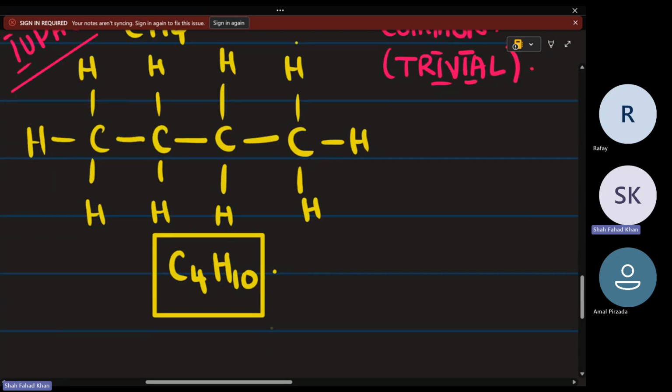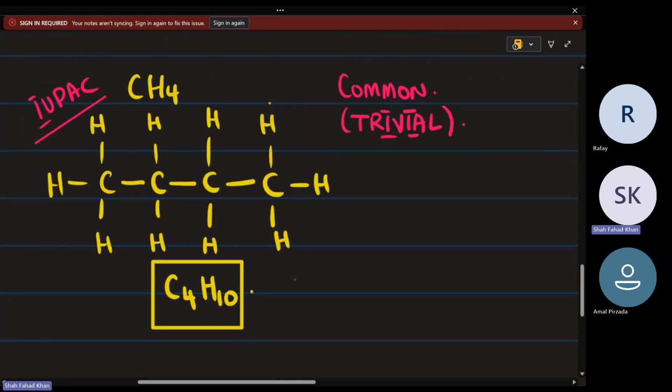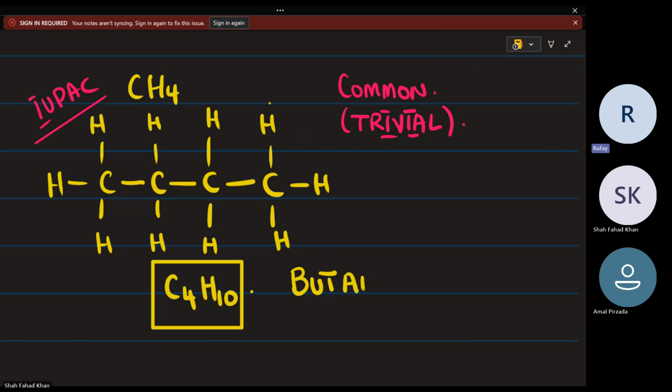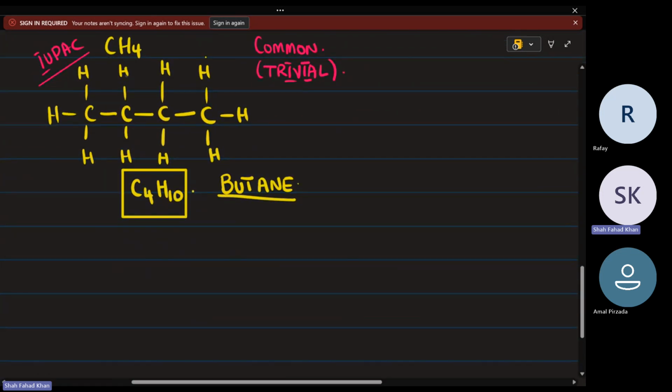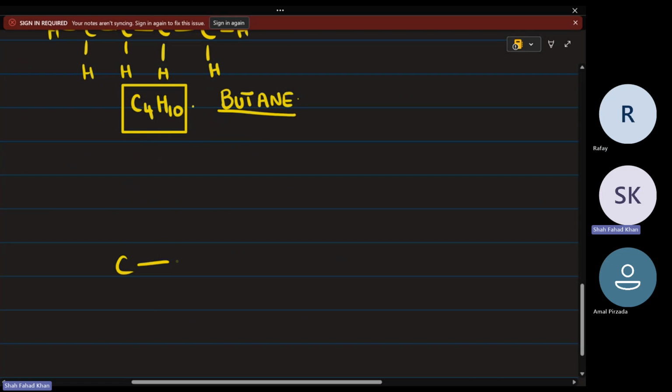Now this C4H10 is called butane. Now this butane, because it's a straight chain structure, it's all you need to know. It's just called butane. That's it, nothing else. But if you change the structure a bit, meaning if you put a branch in here, instead of the hydrogen, if you put a CH3 over here, the name is going to change. So let's see how the name is going to change.